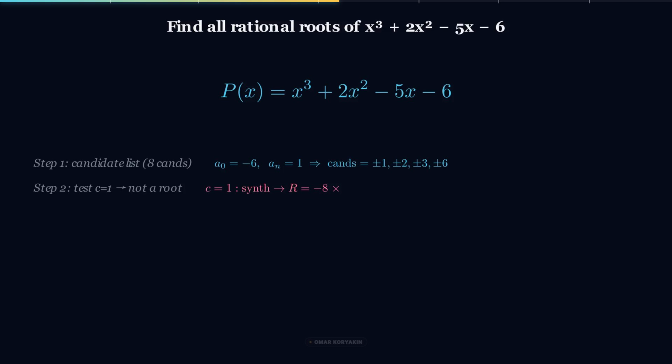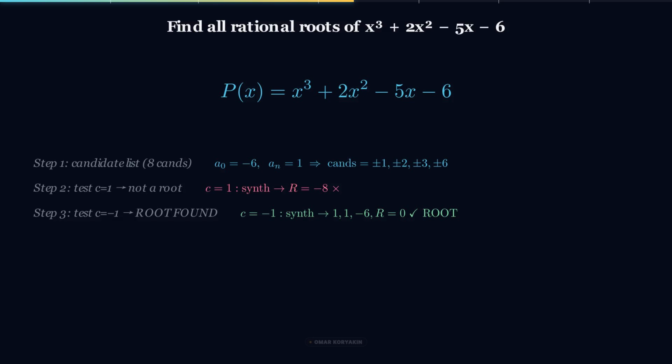Test C equals 1. Synthetic divide. Coefficients 1, 2, -5, -6. Bring down 1. Multiply by 1, 1. Add 2 plus 1 equals 3. Multiply 3. Add -5 plus 3 equals -2. Multiply -2. Add -6 plus -2 equals -8. Remainder -8, not 0, not a root.